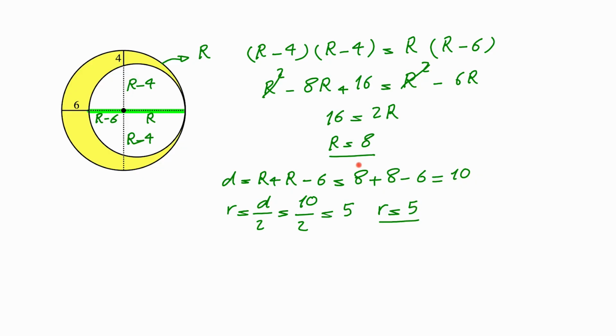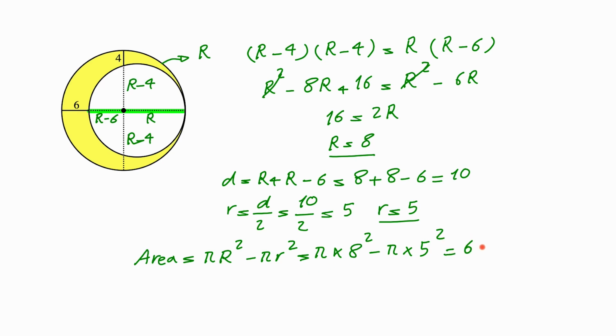Now we have both radii, so we can use them to find the area. The area is equal to pi big R squared minus pi small r squared, which is pi times 8 to the power of 2 minus pi times 5 to the power of 2, and we have 64 pi minus 25 pi, and finally the area will be 39 pi. So this is the final answer to the problem.